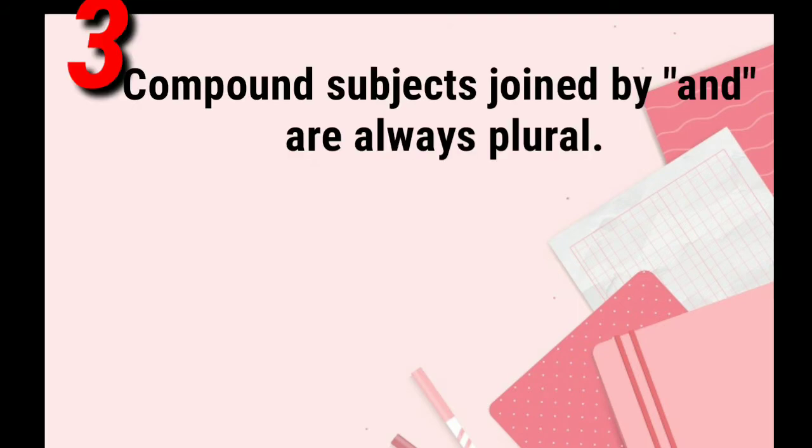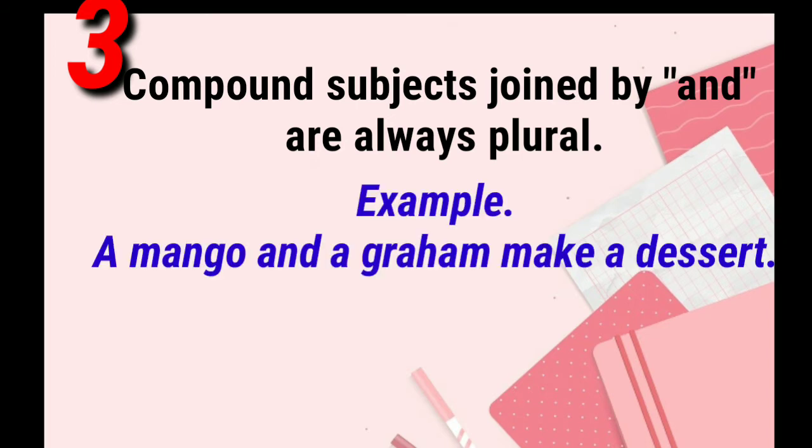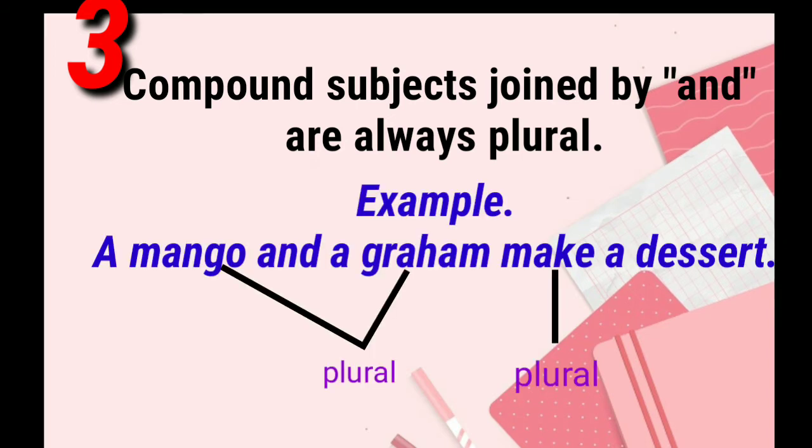Now let's proceed to the third rule, which is compound subjects joined by and are always plural. Let's say, for example, a mango and a graham make a dessert. A mango and a graham is plural, therefore it takes a plural verb, make.